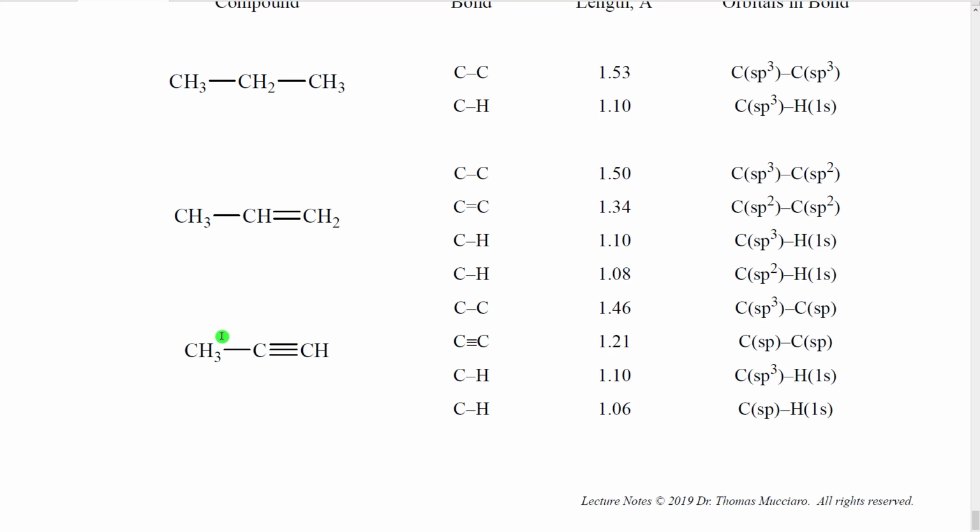Finally then, here's an example with a triple bond. sp3, sp, sp. Now, the carbon sp3 to carbon sp bond is 146. That's not that much shorter, but look at how much shorter the carbon sp to carbon sp is. 121. Went from 153 down to 121. In fact, it's not even that much longer than a carbon to hydrogen bond. So this is a lot shorter bond. And then again, this bond here, carbon sp to hydrogen 1s, is also shorter.